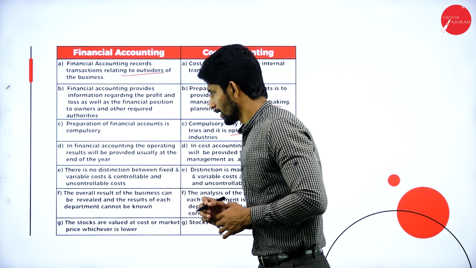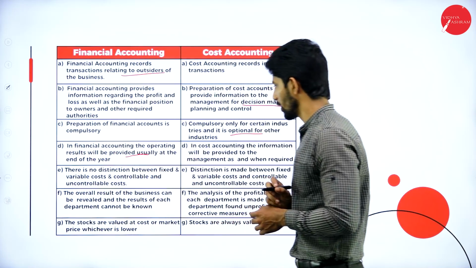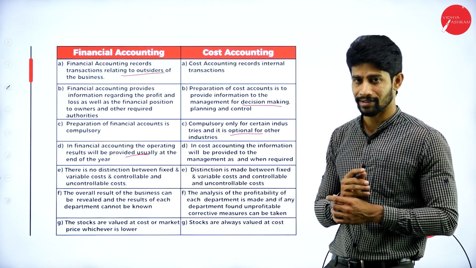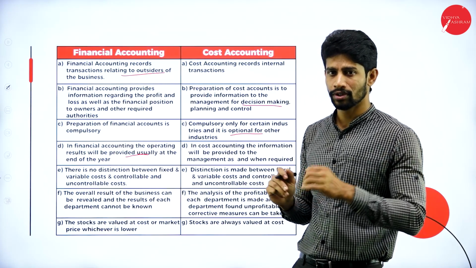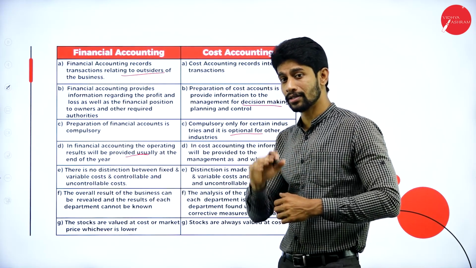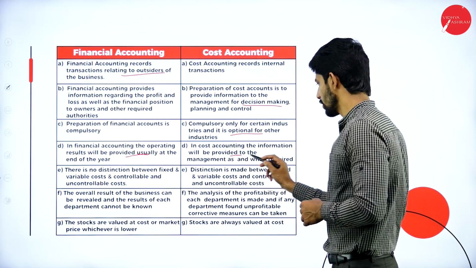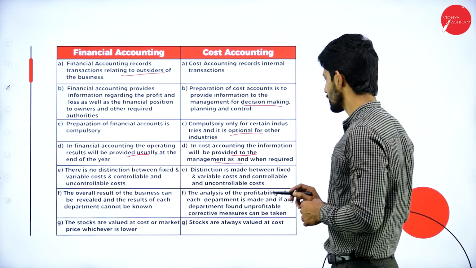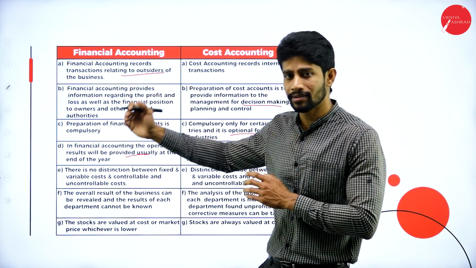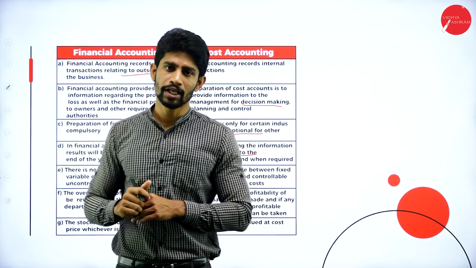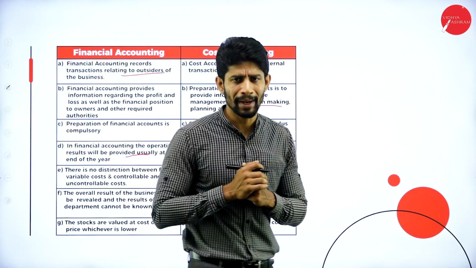Next one, fourth one, in financial accounting, the operating results will be provided usually at the end of the year. Yes, the results about the financial accounting will be provided to the public or to the needed person at the end of the year. In cost accounting, the information will be provided to the management as and when required. Yes, financial accounting information will be given at the end of the year, but cost accounting information will be given to the management as and when required by the management.